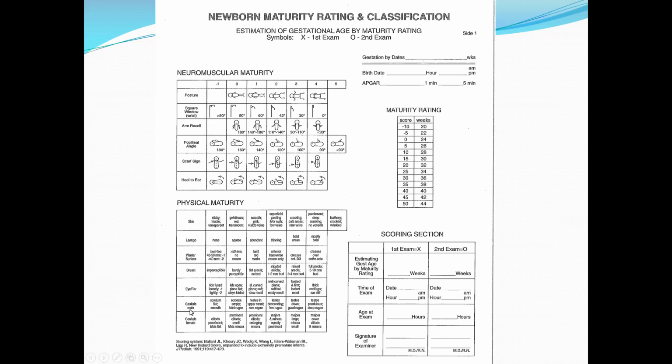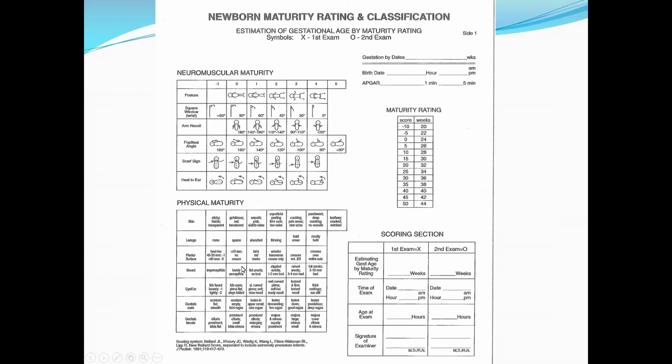And then they do physical maturity. They look at the hair on the body. The skin is sticky, friable, transparent. So that's the skin when it's not very developed. That's what their skin is like when they're born prematurely. Versus when they're fully mature, it says parchment, deep cracking, no vessels, mostly bald.